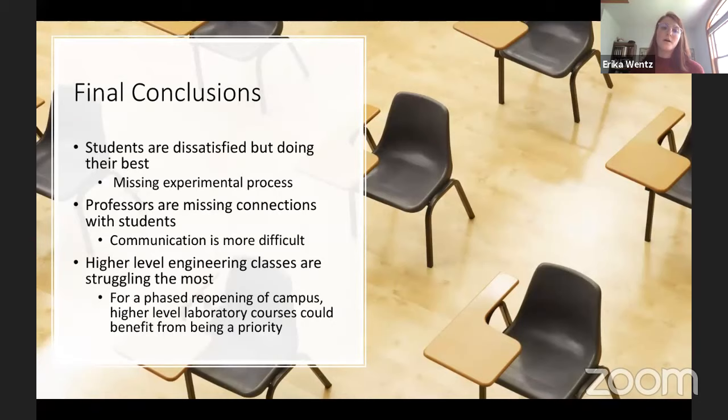As you could see from the quote from Professor Coffley, a lot of professor and student interactions typically done in labs are missing in the online environment. And then the higher level engineering classes that we looked at were struggling the most. So looking forward, if WPI was looking into a phased reopening of campus, our recommendation based on our research would be that higher level laboratory courses could benefit the most from being a priority on campus.